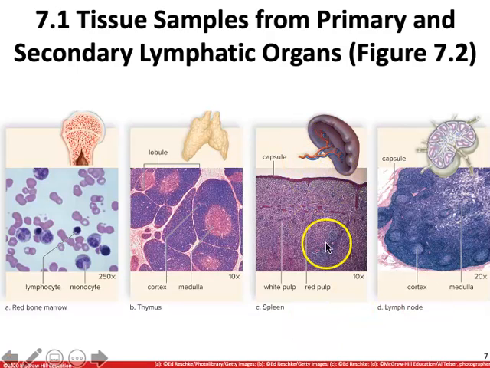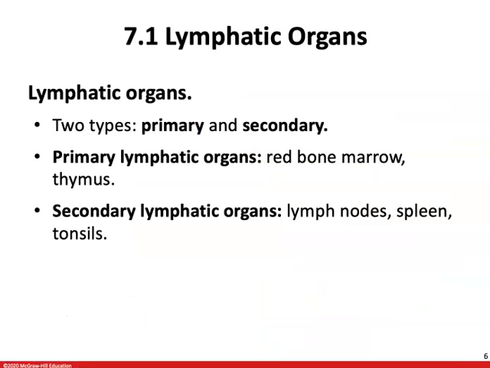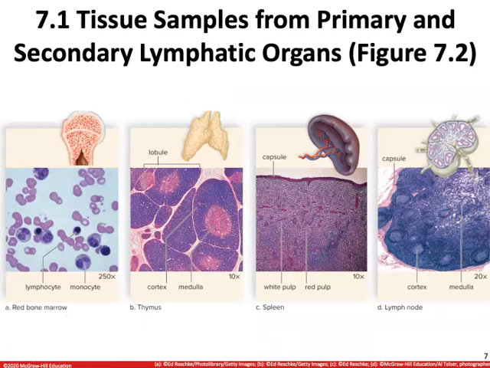The secondary lymphatic organs, like the lymph nodes, spleen, and tonsils, we can find those over here. Our spleen is going to be responsible for filtering blood. It's found in the upper left region of the abdominal cavity, right over here.